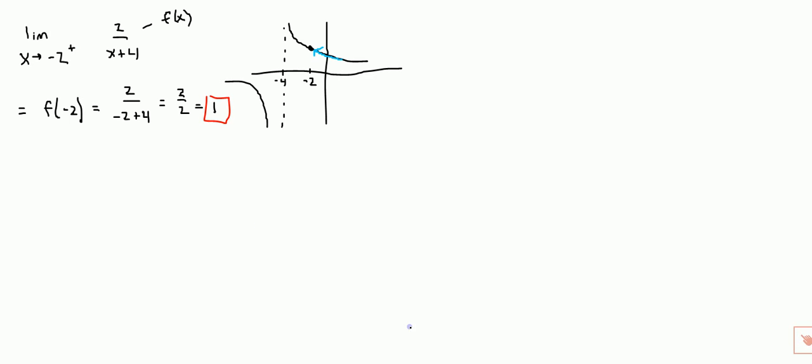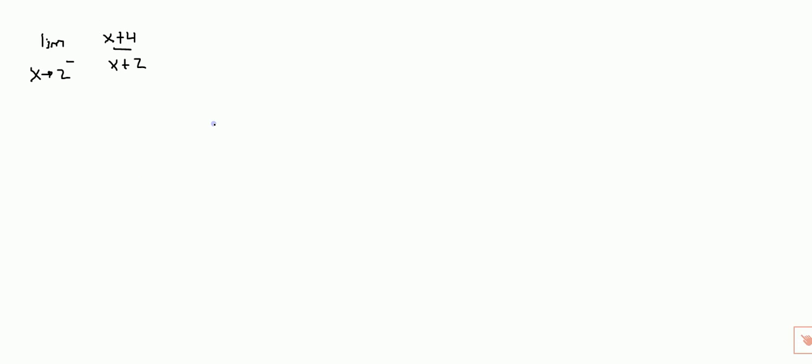Let's move on to the next problem. Limit as x approaches 2 from the left of x plus 4 over x plus 2. So now we're not going to graph this one, but we're going to think of the same logic. We're going to look to see if this point that x is approaching makes the denominator 0. Is there anything interesting or special happening at x equals 2? Well, at x equals 2, the denominator would be 4, which is not 0.